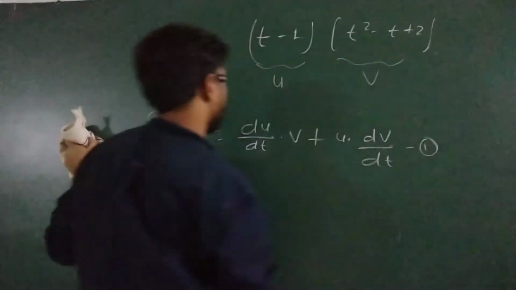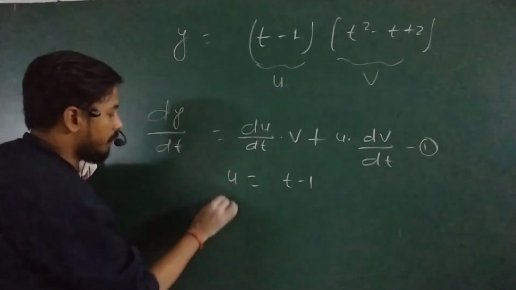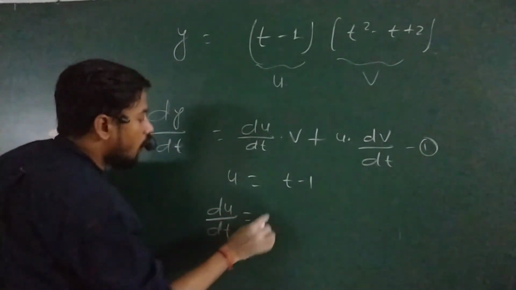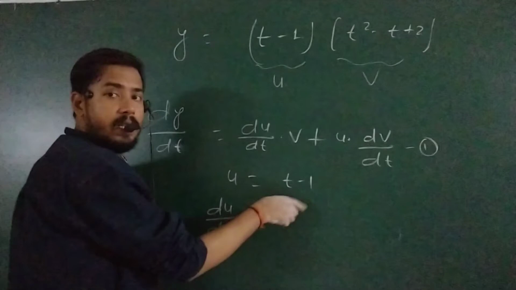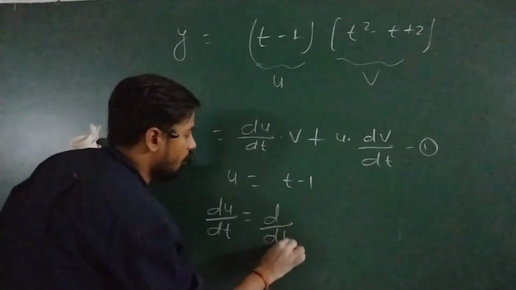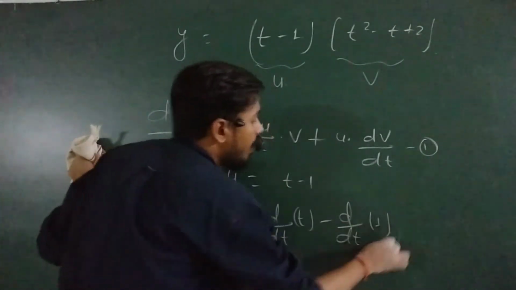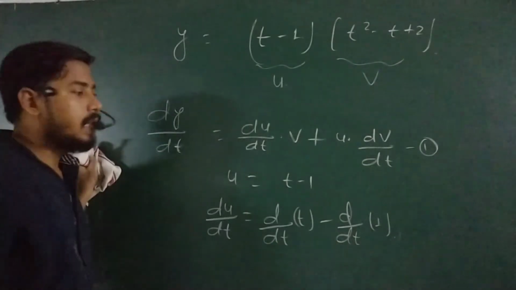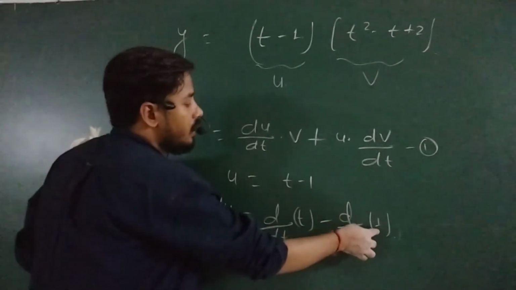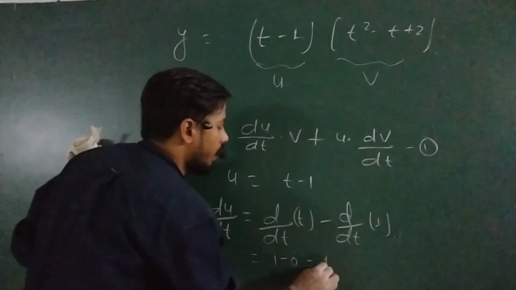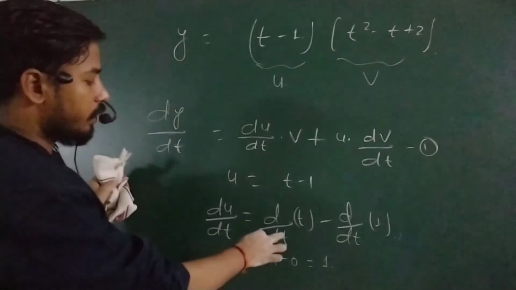Okay, equation first. Now what is u? u is equal to t minus 1. So find the differentiation of this, du by dt. This is a subtraction of functions, so we can separate: d by dt of t minus d by dt of 1. Tell me, what is the differentiation of x? 1. Similarly, the differentiation of t is what? 1. So this becomes 1, and this one is a constant, so its differentiation is 0. So this becomes 1. It means at this place we can put 1. Done?